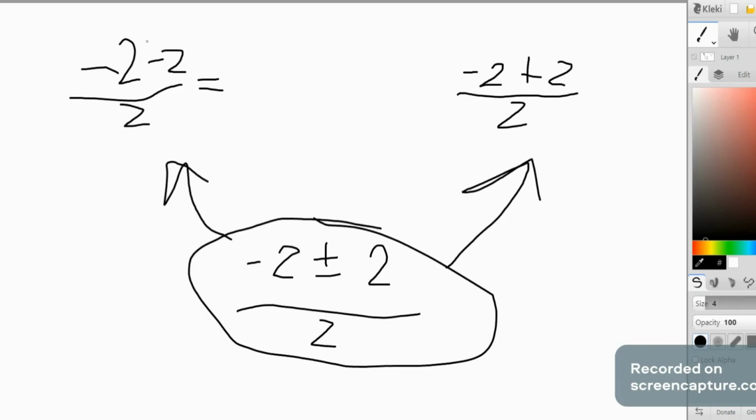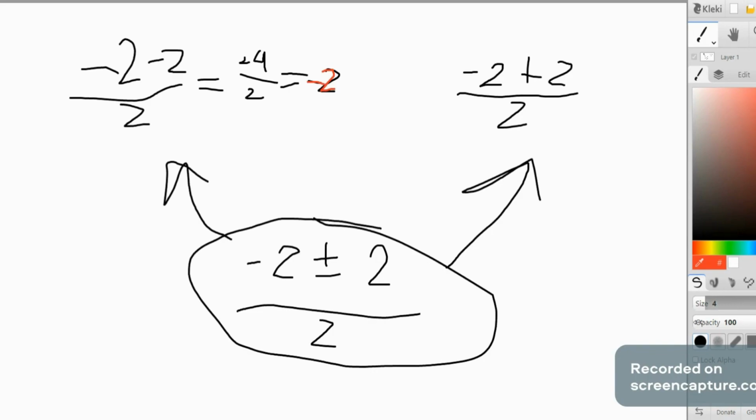Wow! This negative 2 minus 2 is going to give you negative 4. Yeah, negative 4. Just have to think about that for a minute. And that over 2 is going to give you negative 2. And then, well, let me make that red actually. That is going to be our answer for 1.